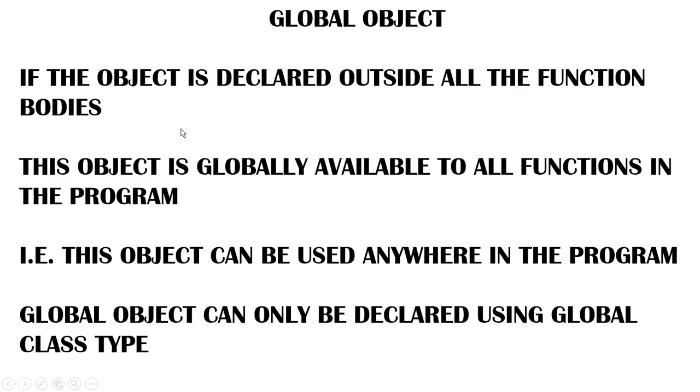Let us see global object. Now suppose you are creating an object outside all the functions. Then in this case it is called a global object, and you can use this object anywhere in the program. You can create a global object of only global classes. You cannot create a global object of local classes.